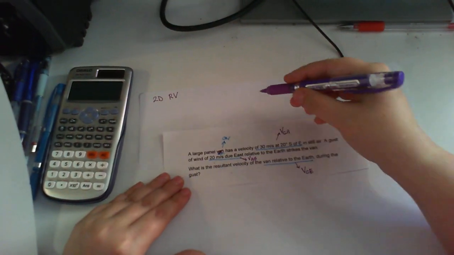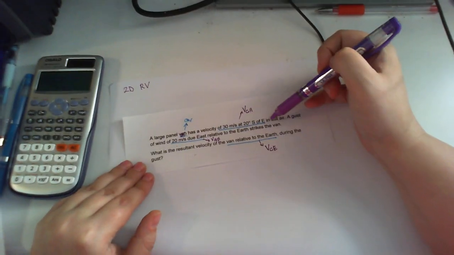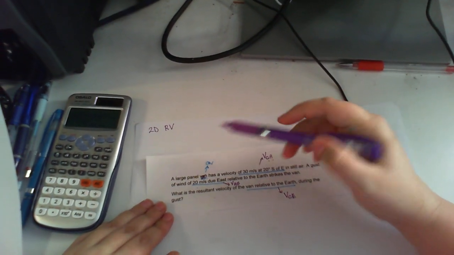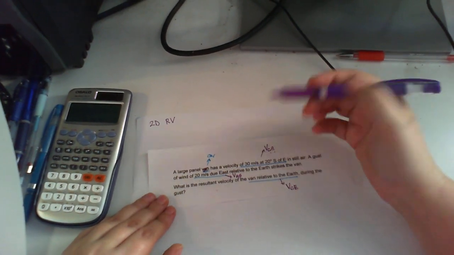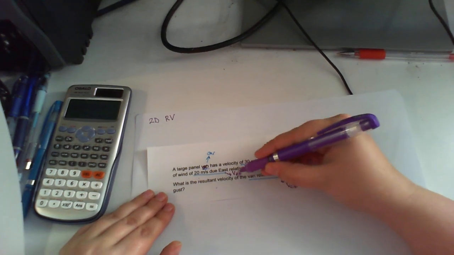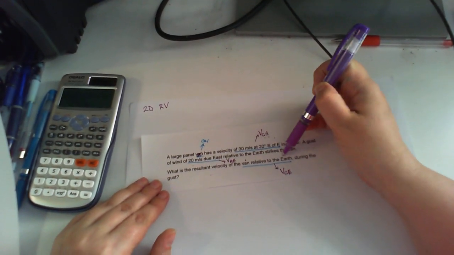Okay, so let's label things. We've got velocity of the car relative to the air. We've got a gust of wind relative to the earth, so it's velocity of air, or wind, that's fine, relative to the earth, but you need to be consistent, so we're going to call it air. And what is the resultant velocity of the van relative to the earth?